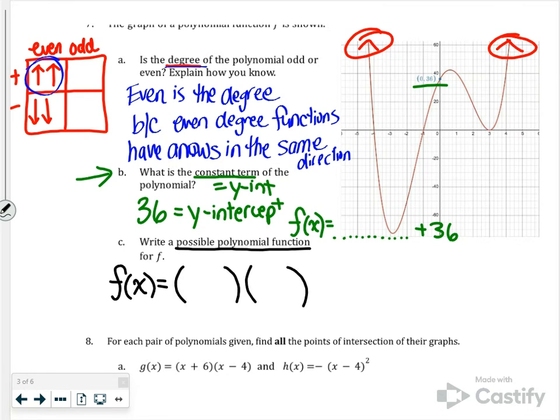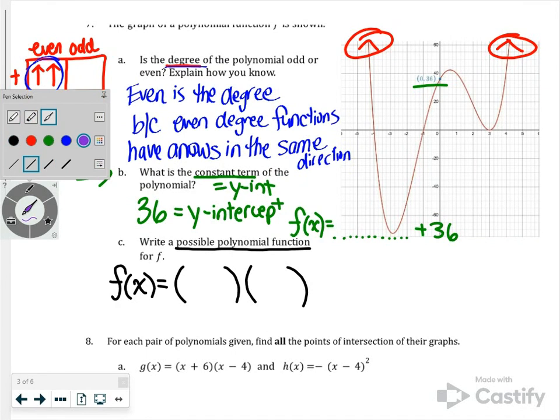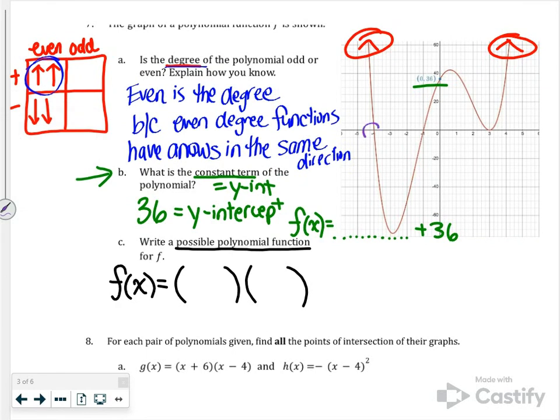So what that tells me is that we are going to write out factors. And I don't know how many factors there are to write until I look and see how many crossing points are on the polynomial. So let's take a look at the crossings and the bouncing. We see 1, 2, and 3 places that the function either crosses or bounces. So that tells me that we need one more set of parentheses. So let's break these points down a bit.